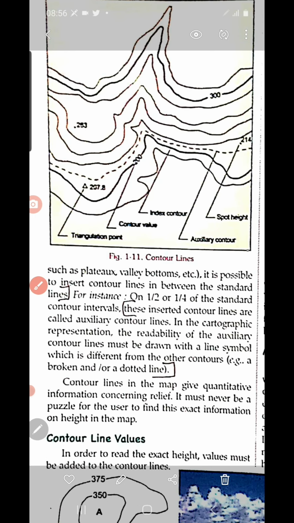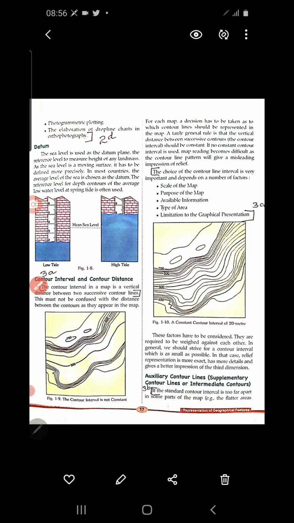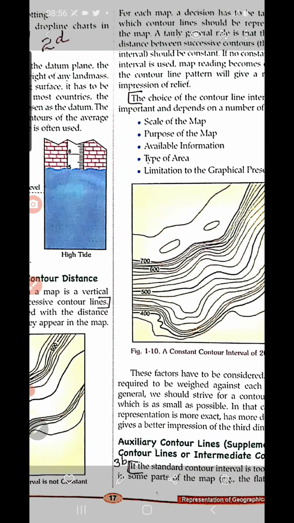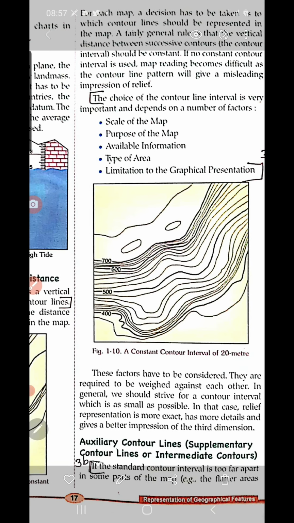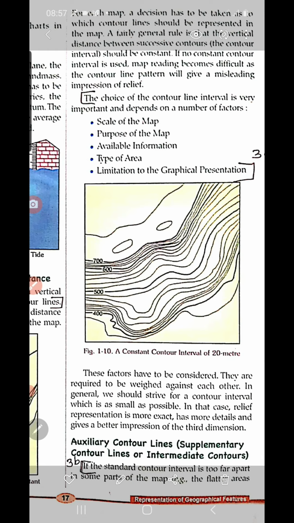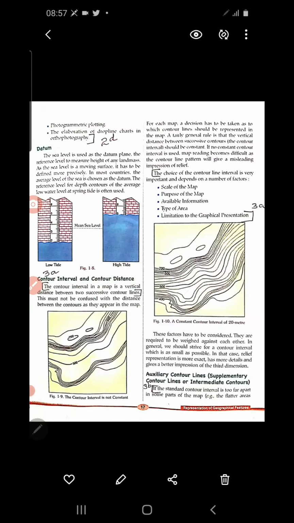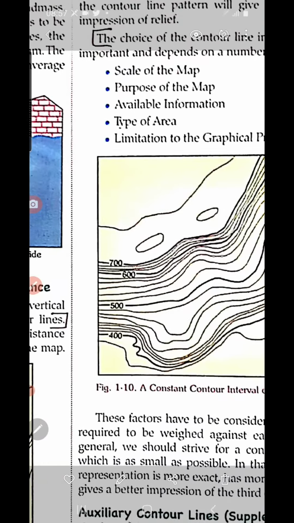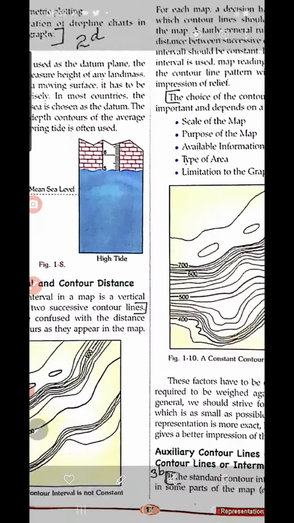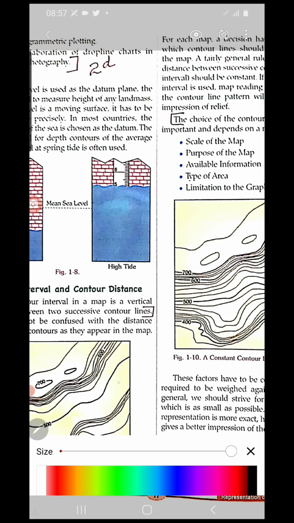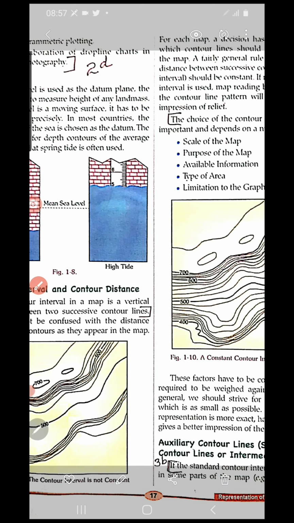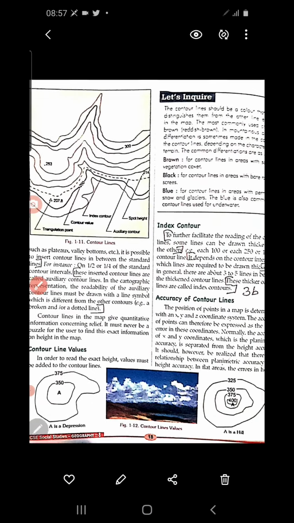Let us move on to the page to read that part. What is an auxiliary contour? An auxiliary contour is used if the standard contour interval is too far apart in some part of the map. You can see here these contour lines are far apart, and here also these lines are far apart. In case they insert some contours in between like this, they are called auxiliary contours. Okay, now let's continue.